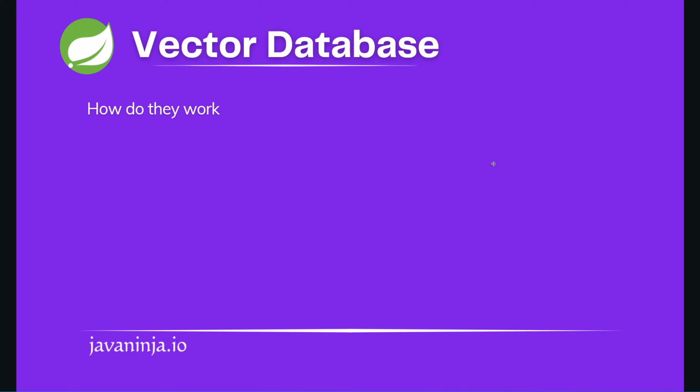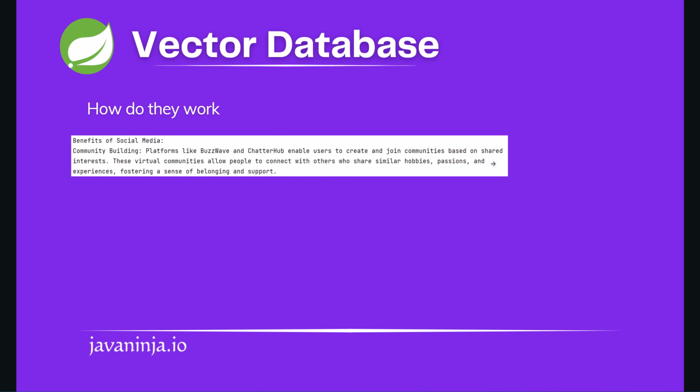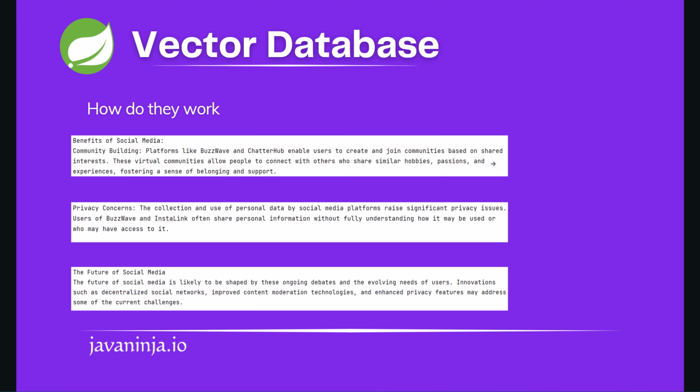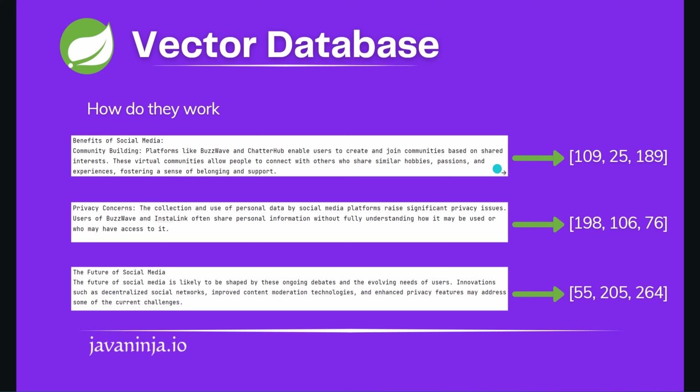We split our documents, and for each section we create vectors, and we store the text and the vectors in our vector database. This is a sample document which I created about social media. So for each section of the document, it will create a set of vectors, and the corresponding text with the vector will be stored inside the vector database.